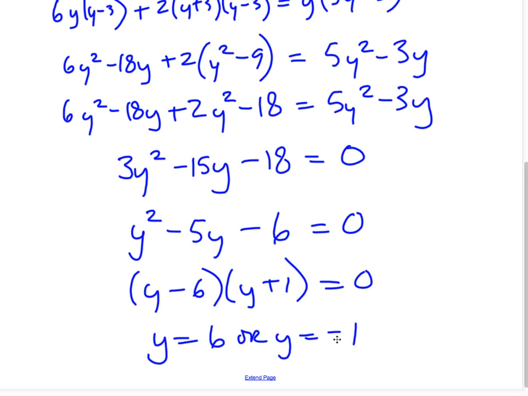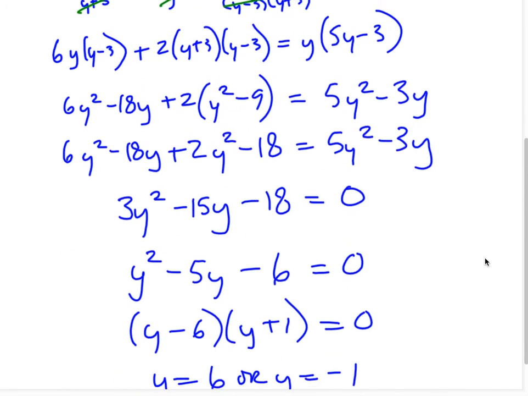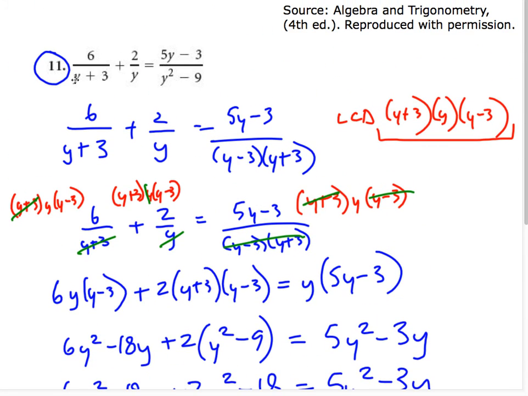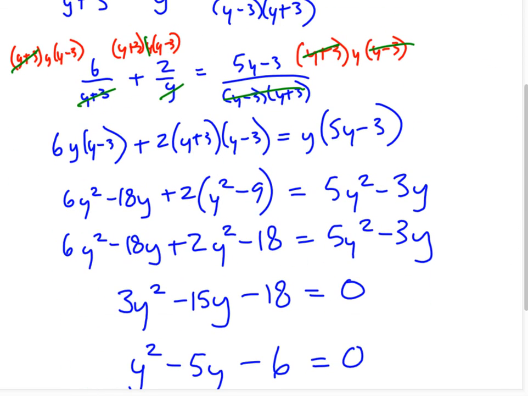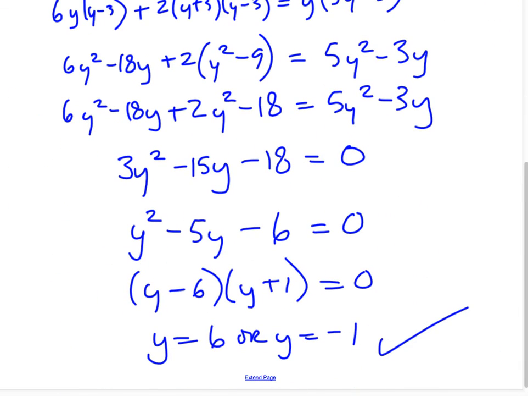Last thing, I want to check to make sure both of those solutions don't cause me problems with the fractions up top. So let's see, a 6 and a minus 1. If I put a 6 here, I don't get a 0, don't get a 0, don't get a 0. And then the other number, negative 1. Negative 1, I don't get a 0 on the bottom. Negative 1, no 0. Negative 1, again, no 0. So both of those answers will check out. Hopefully that helps you with that question.